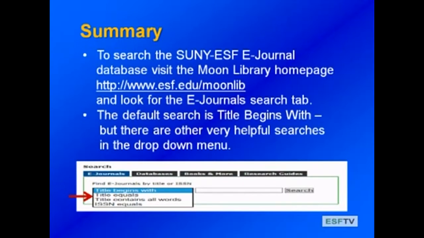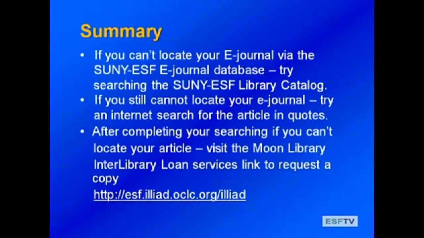So again, to summarize, to search the SUNY-ESF eJournal database, go to the Moon Library homepage. Our default search is for the eJournal database. But remember, there's more than just that default search of title begins with. I highly recommend trying the other search options, especially title contains all words. And remember, if you can't find your eJournal in the eJournal database, go back and try our library catalog. Maybe we have it in print, and maybe we have the eJournal link in our catalog.